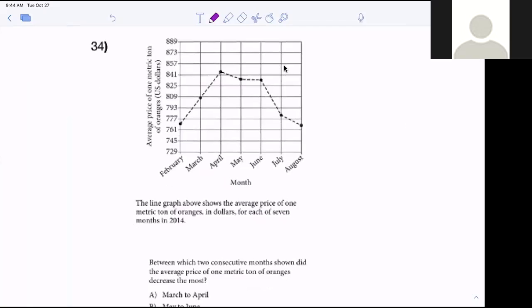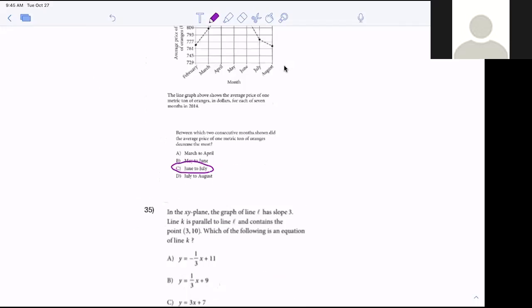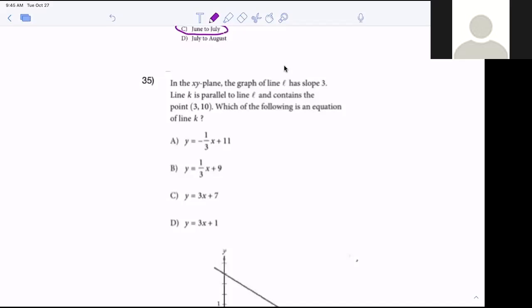It says, between which two consecutive months did the average price decrease the most? Do you agree? Right? Because we're decreasing, which means the slope is negative, right? Yeah, June and July. That was all of it. Yep. Hard to believe those are SAT questions. All right, 35. Here we go.